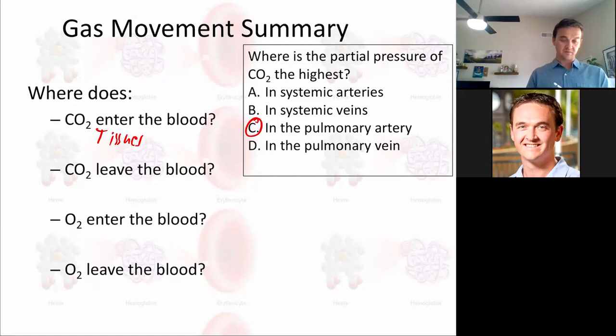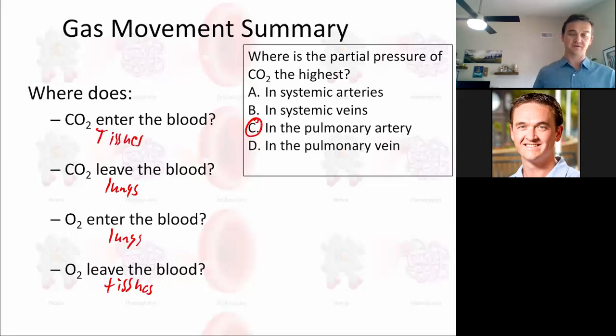Where does CO2 leave the blood? In the lungs, right? It gets sent up to the lungs, and then it leaves the blood and goes into the alveoli. Where does oxygen enter the blood? In the lungs. Where does oxygen leave the blood? At the tissues. Okay, so it's kind of the opposite for those two.